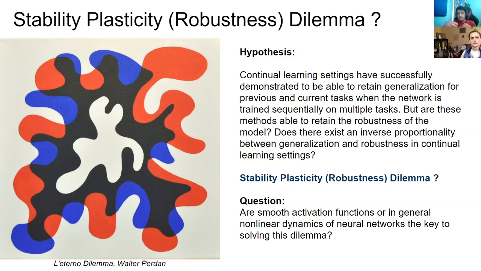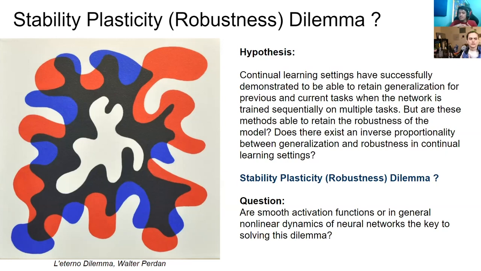But the question is, do these training settings also retain the robustness of the model, and not only the generalization? And if that's so, does there exist an inverse proportionality between generalization and robustness in continual learning settings, as they exist in normal neural networks?